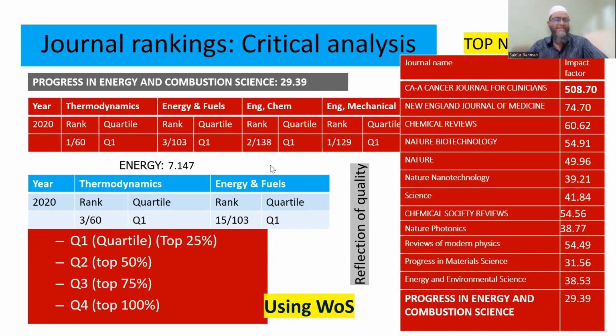So this is what is reflected here. Someone has published, for example, in this journal, and it is in the thermodynamics area, it is ranked 1 and it is also a P1 journal. In energy and fuels, there are 103 journals and this journal is ranked 3. Again, this is also highly ranked, okay? In chemical engineering, it is ranked 2. In the area of mechanical engineering, it is ranked 1 among 129 journals. So using Web of Science, basically, you can do this analysis.